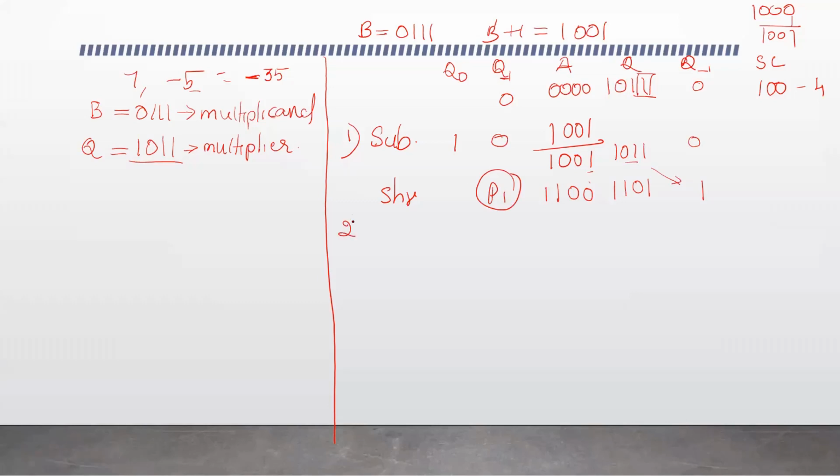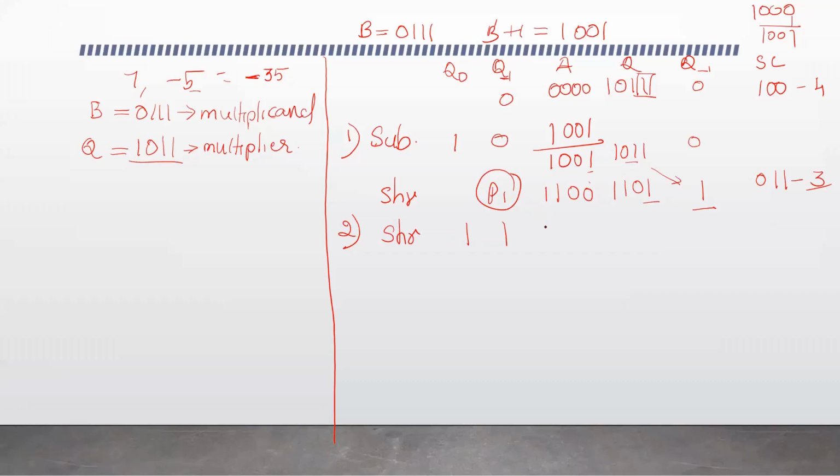The second step is, here we also decrement the value of SC. So this will become 0 1 1, that is equivalent to 3. And the next operation, we need to check Q naught and Q minus 1. Q minus 1 is 1, Q naught is also 1. So the bits are 1 and 1. When the bits are identical, we will not add or subtract, we just perform the shift operation.